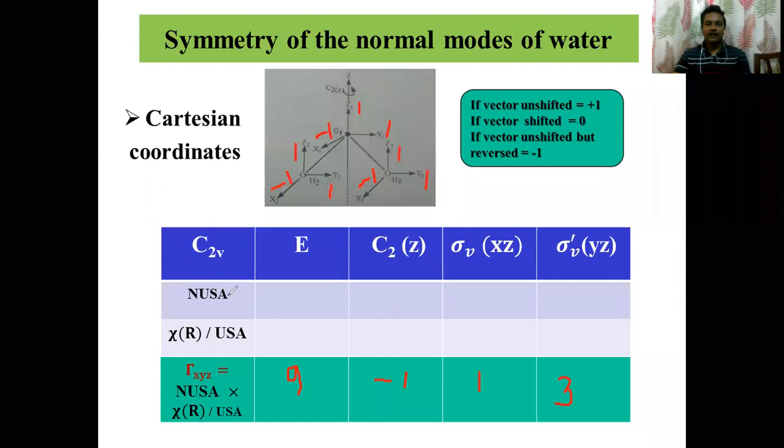Here n stands for NUSA, the number of unshifted atoms, and then this is the character for the corresponding operation per unshifted atom, right? So that's what I am going to do. Okay. So now if I perform the identity operation, what is going to be the number of unshifted atoms? Okay, let me remove these numbers. That will clear it up.